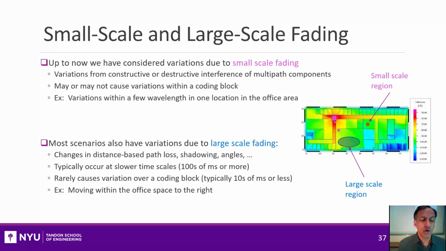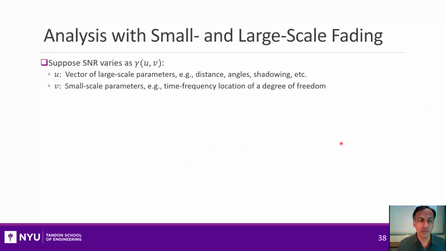Typically, though, these always occur at much slower timescales, at least in the hundreds of milliseconds for most of these phenomena, if not much, much longer. So they rarely vary over a coding block, which is typically at most in the tens of milliseconds. For example, if you're looking in this region, as you move within a room, you could see this variation, as is predicted by, for example, this ray tracing here, but this would occur much slower relative to the coded transmission.